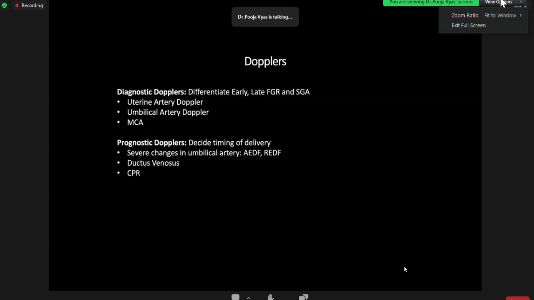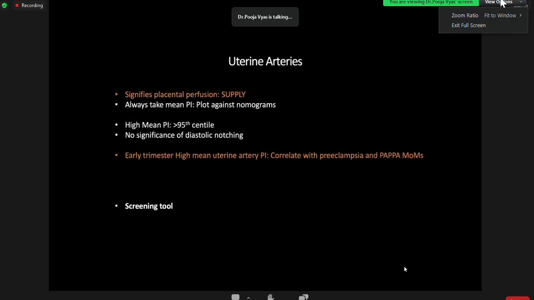Now, diagnostic Dopplers, which help us tell whether it's early onset FGR, late onset FGR, or SGA, they are the uterine artery Dopplers, umbilical artery Dopplers, and the MCA. Whereas the prognostic Dopplers, which help us to time the delivery, they are the severe changes in umbilical artery, DV, as well as CPR.